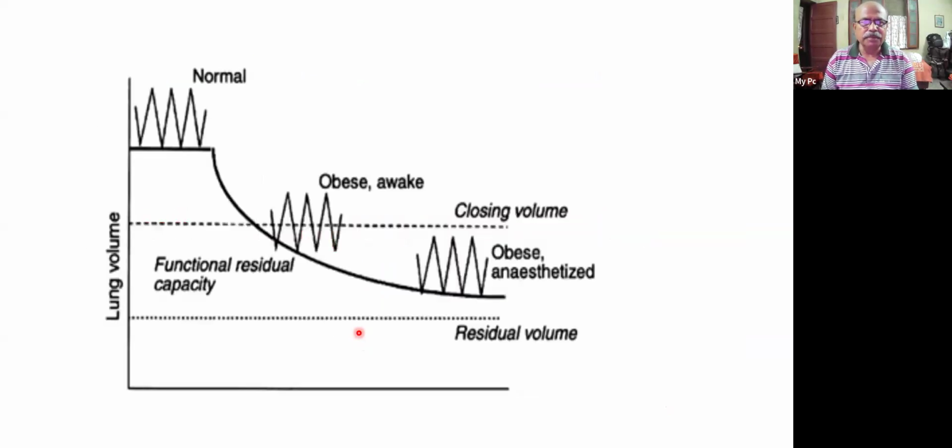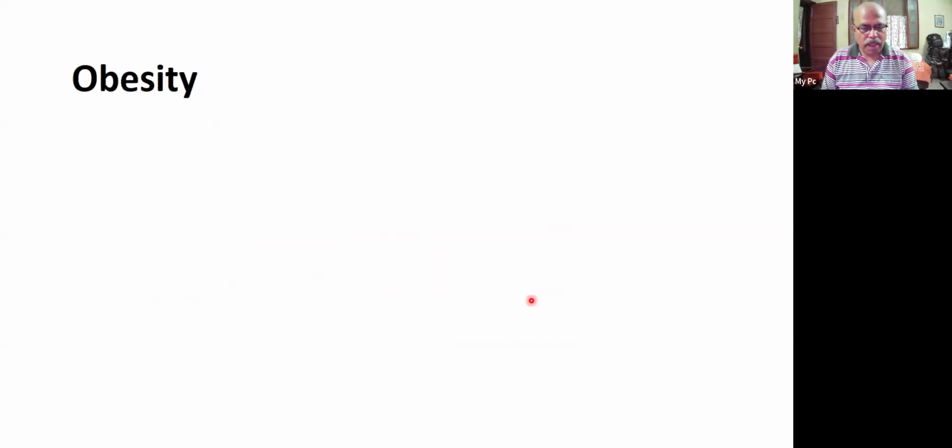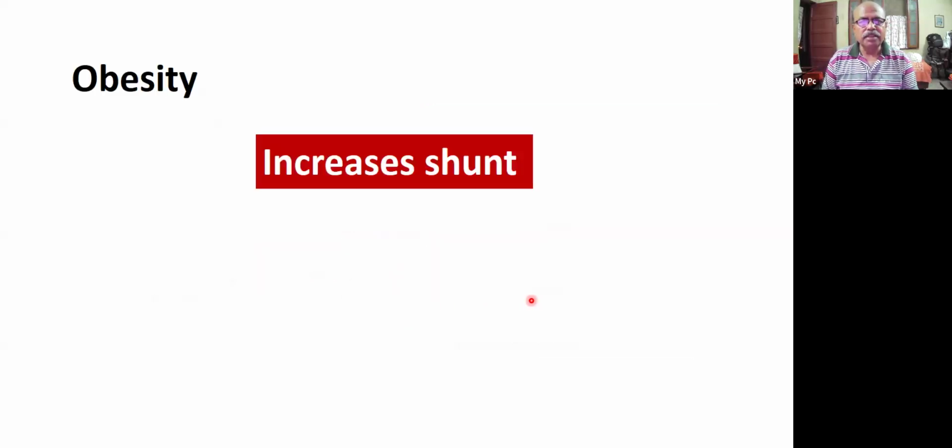What happens with obesity? Now, you can see in this picture, the normal tidal exchange is way above the closing volume. But when the patient is obese, the tidal volume is already in the region of the closing volume. And once you anesthetize these obese patients, the tidal exchange is going below the closing volume. Not the tidal exchange, but the functional residual capacity. So there will be hypoxia. The tidal volume falls within the closing volume. There will be atelectasis, and therefore in obesity there is increase in shunt.